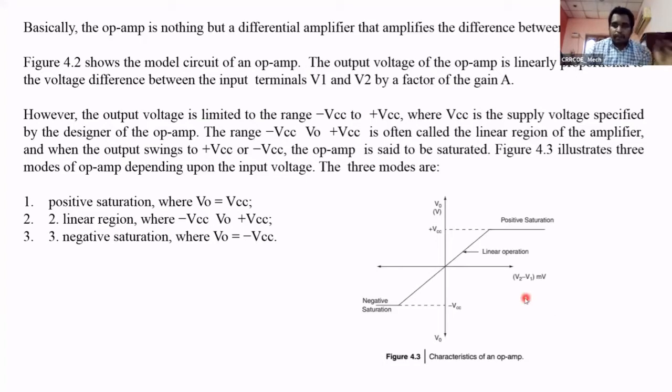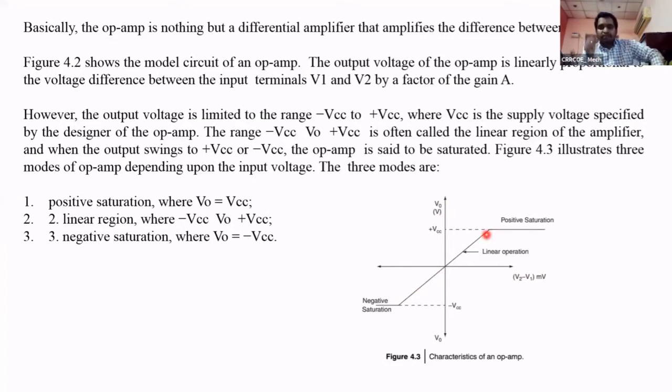So see this graph here. On the x-axis we take the input, the difference between the two inputs, V2 minus V1. The value of V2 minus V1 is very small, in microvolts. We are amplifying this microvolts into volts, so the output voltage is in terms of volts. On the y-axis we take the output voltage. Now we see the relationship between the output and the input. The relationship is linear, meaning output and input change proportionally.